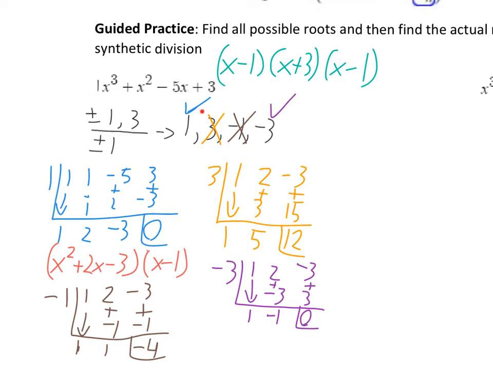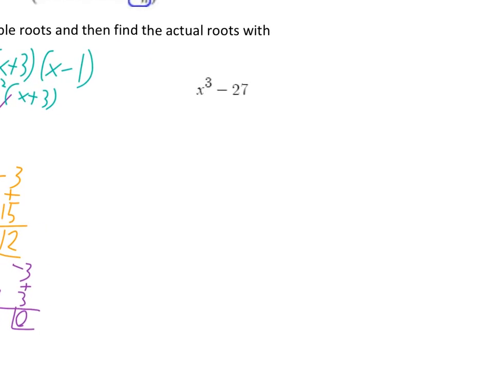So this function here can simplify to x minus 1 times x plus 3 times x minus 1. Or, if you want to make it even simpler, x minus 1 squared times x plus 3. Let's look at another one.